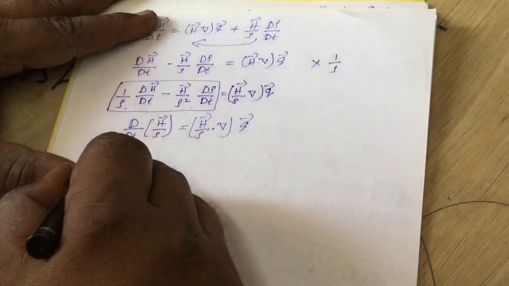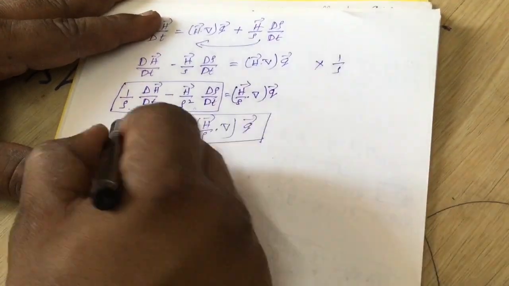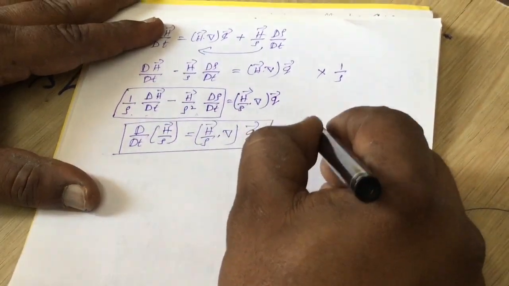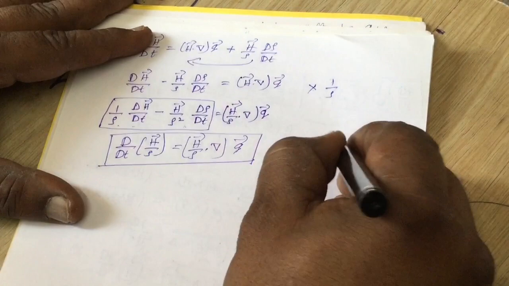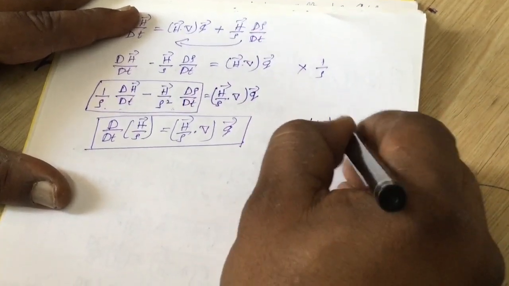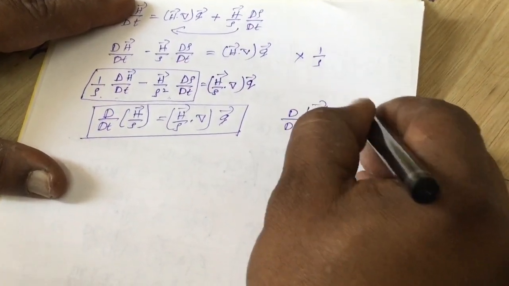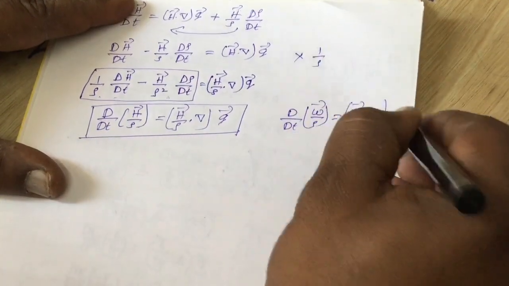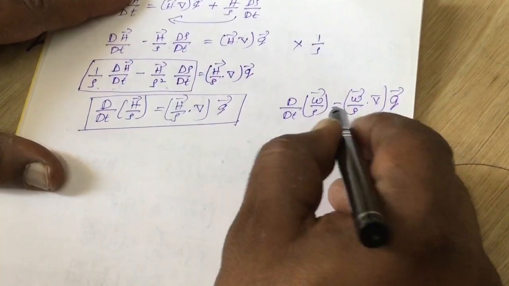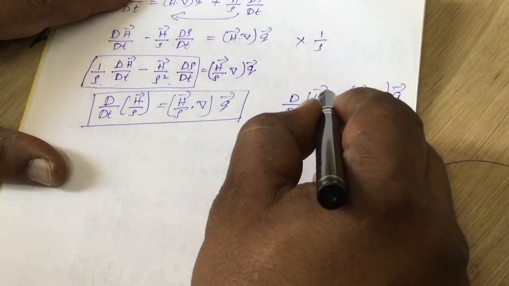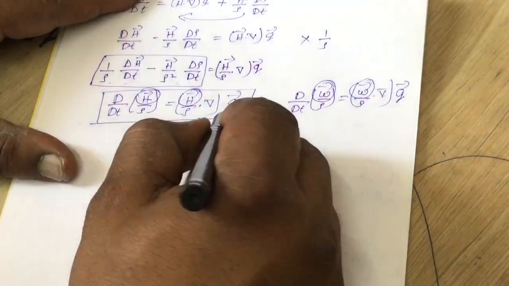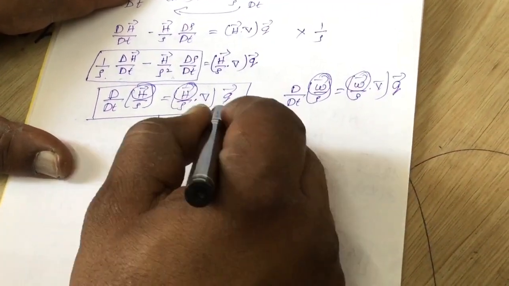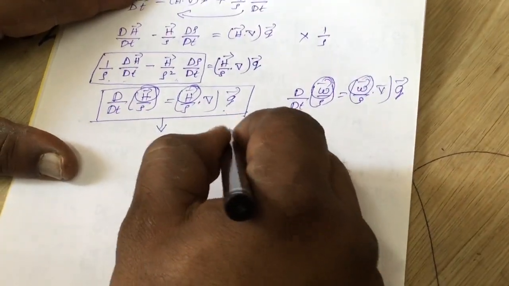Look here, this is the form of the Helmholtz equation, which we have already proved in fluid mechanics, that d by dt of omega by rho is equal to omega by rho dot del of q. Look here and observe, instead of the vorticity vector, the magnetic field H satisfies the same equation. That's why this is the Helmholtz equation in MHD.